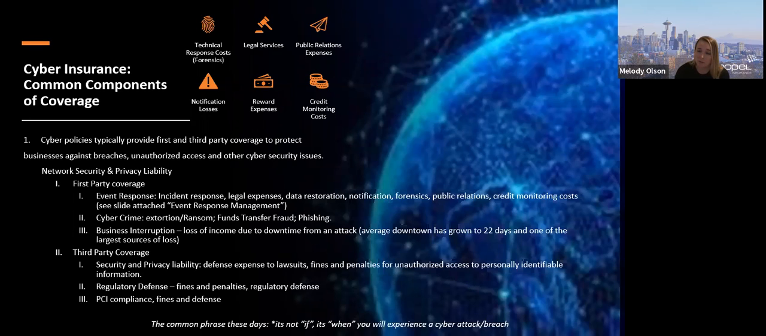There's also buckets of sublimits for funds transfer fraud and phishing, and we'll talk about that later in the common claims. And then I think one of the biggest things is the business interruption coverage, so the loss of income due to the downtime, and that's all encapsulated under the first party portion of the policy. And as we alluded to before, the third party covers lawsuits, fines, and penalties because there's unauthorized access to all that personal information. And then any type of regulatory defense or PCI compliance fines, if there's payment card industry, credit card point of access involved.